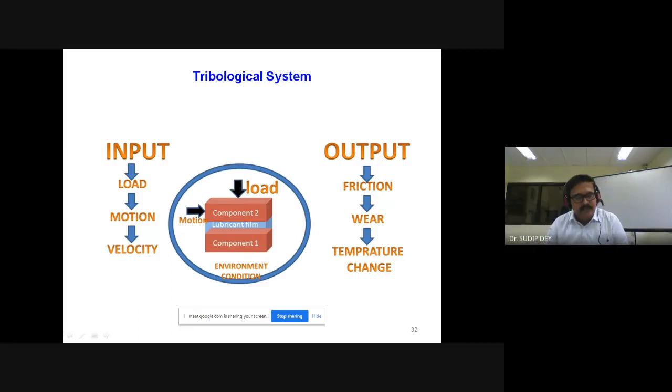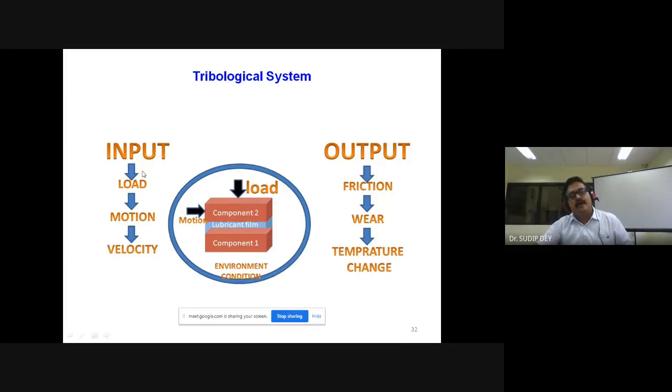Now, the next question comes: what is the guarantee that we will get exactly a mu value of 0.3? If you look at the basic fundamental tribological system, there will be two components, component one and component two, with some lubricating film in between. Component one is static, which can be idealized as your bearing recess, and component two is the rotating component, a rotating shaft or journal, which is under motion and carrying the load.